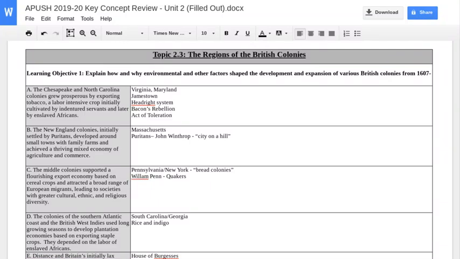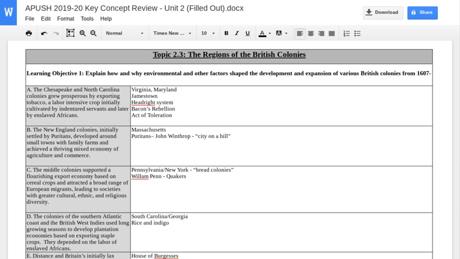All right, guys, we're moving on to topic 2.3, and this is kind of the main event of the entire unit where we're talking about the British colonies. And more specifically, we're dividing this into regions. So, once again, you need to be looking at these comparatively and also apply it to the learning objective. So, that's kind of the way I'm going to go through it as we're doing it here.